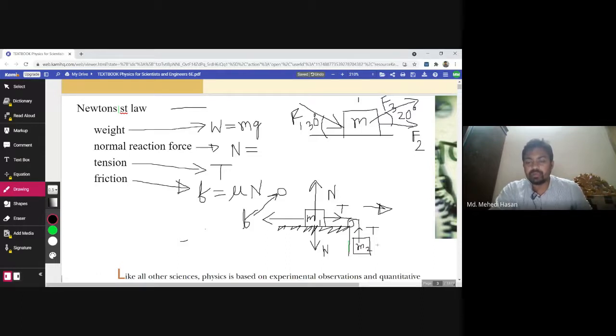And for M2, let's see. For M2, only T is acting upward and weight is acting downward, which is W. So these two forces are acting on M2. But for M1, four forces are acting: T, the normal reaction force, weight, and friction.